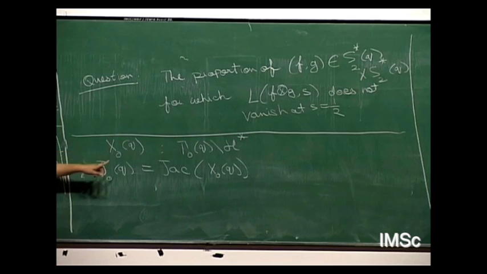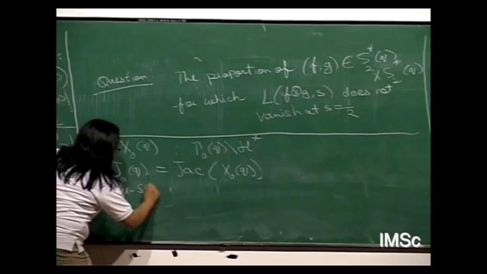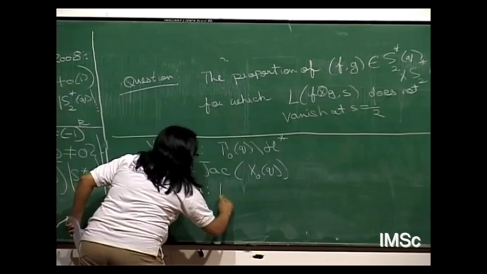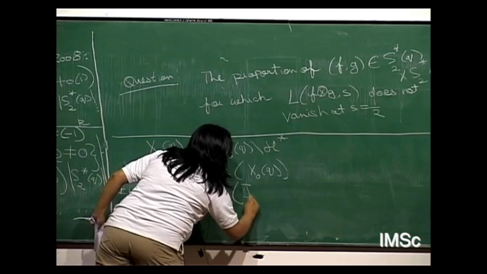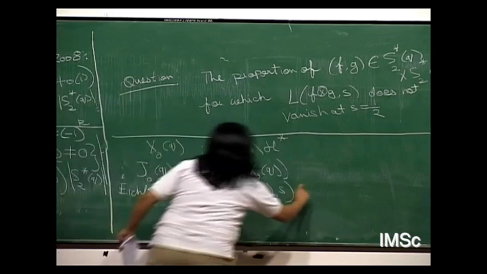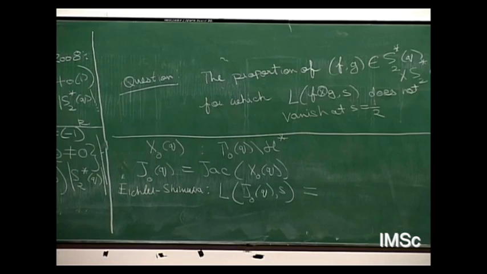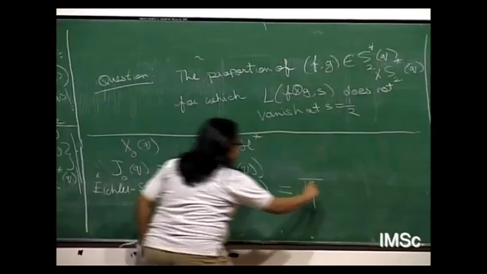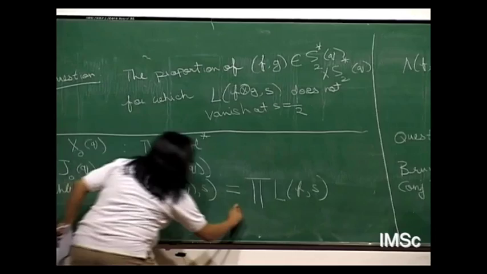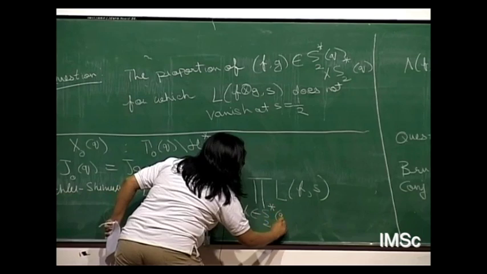And what is that? By Eichler and Shimura's work, we know that if you look at the Hasse-Weil zeta function of this Jacobian, it can be written in terms of L functions of newforms. In fact it turns out to be the product of the L functions, where f runs over the newforms of weight 2 and level q.